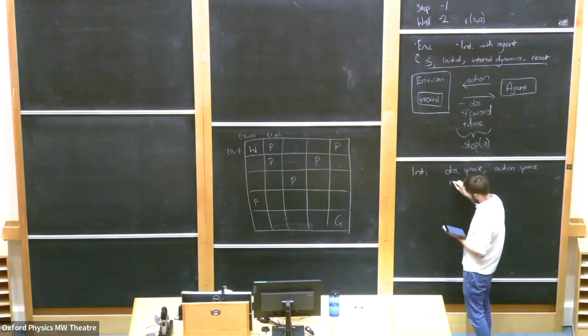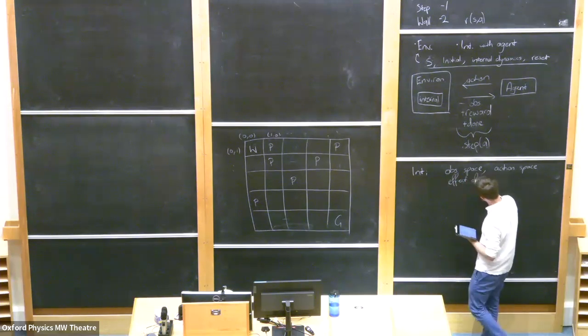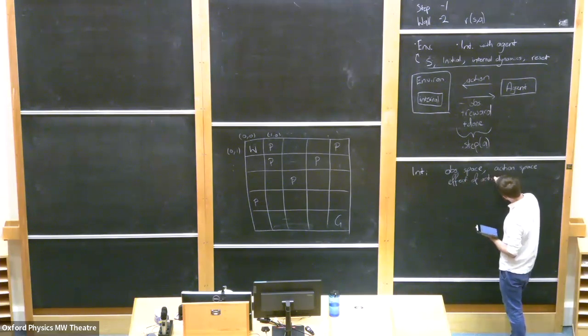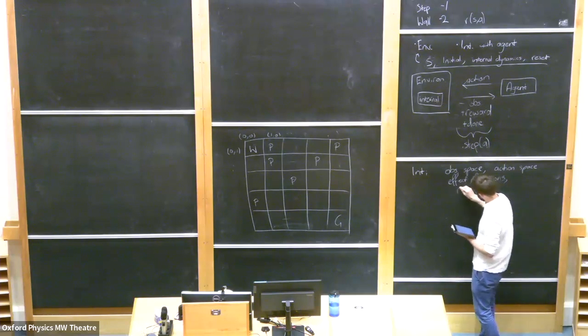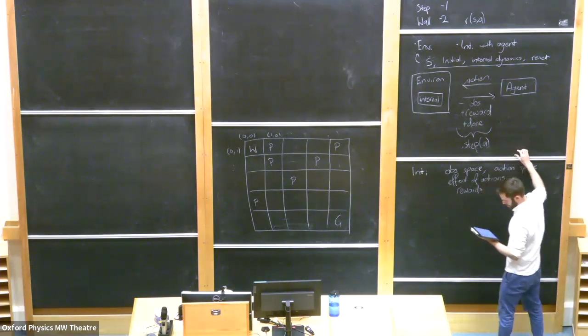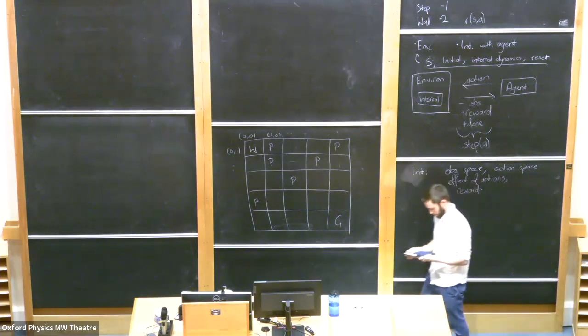And then, as we said, we need the effect of the actions. We need to know how those actually change the state. And we need, finally, the rewards, which we already talked about. Rewards for states, for actions. Okay, so let's look at how this actually works.